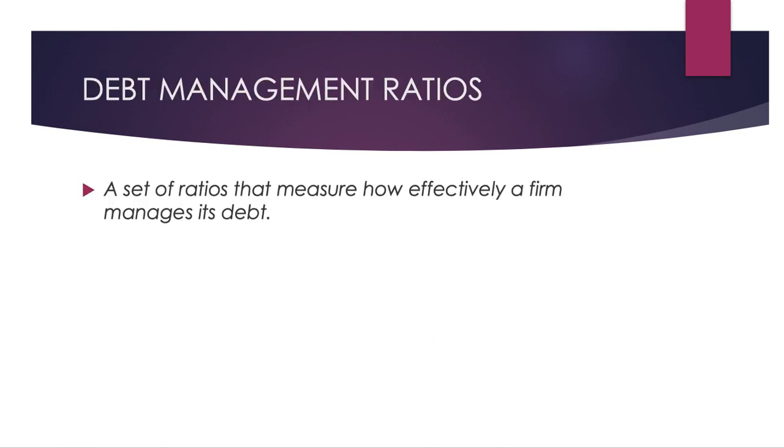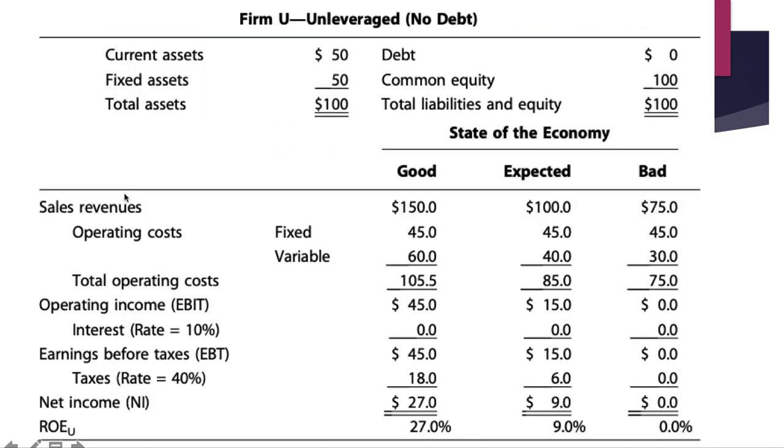So we will talk about one more, the debt management ratios, and we will complete the first part of this chapter. The debt management ratios measure how effectively a firm manages its debt. Again, this is important because many corporations borrow money, they have debt, and investors should make sure that the company uses this debt effectively.